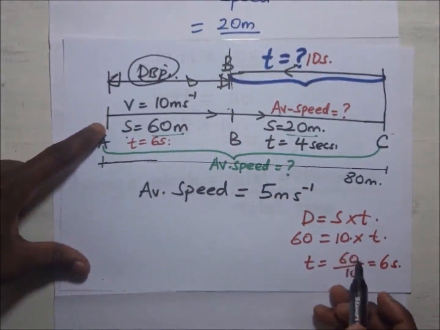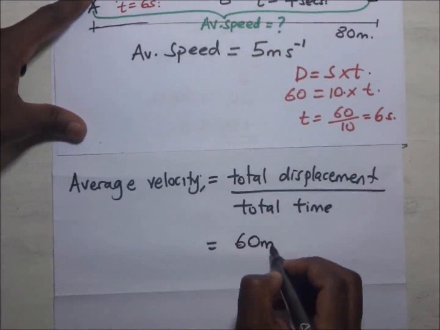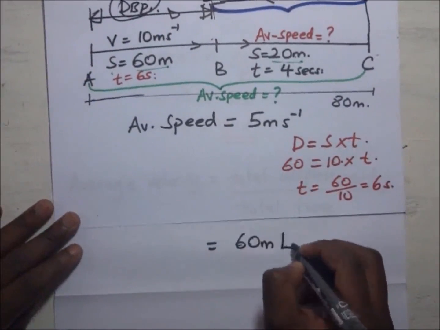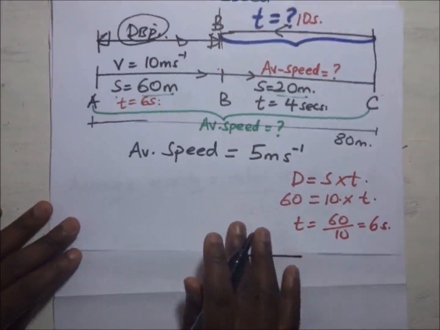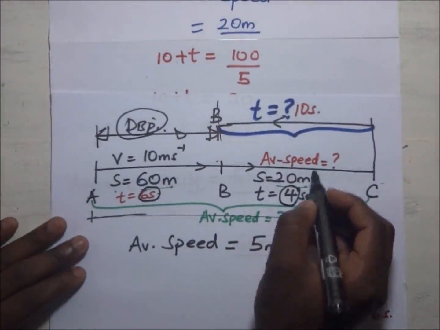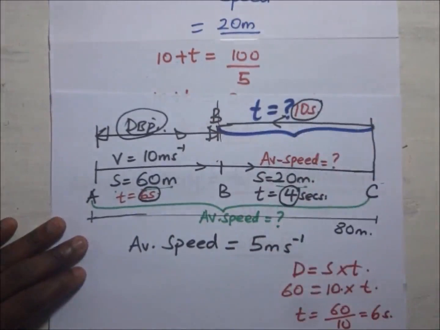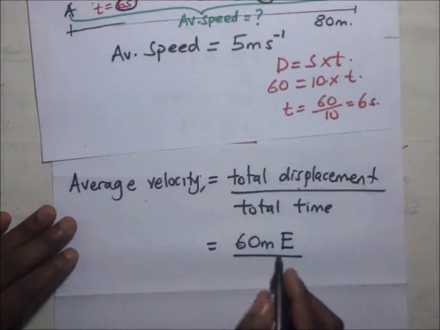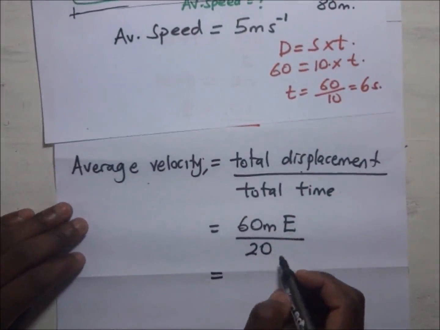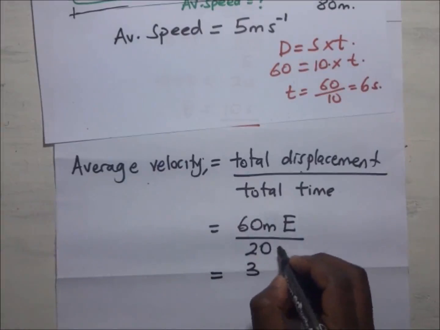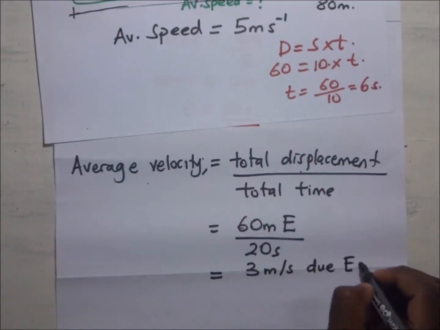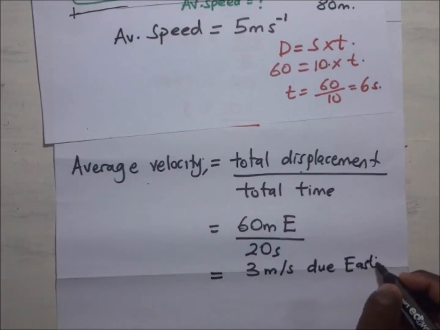So it means our displacement is 60 meters in the right direction, or let's call it the eastern direction. 60 meters due east, divided by the total time taken. The total time taken is 6 seconds plus 4 seconds plus 10 seconds. That's going to give us 20 seconds. So it's going to be 60 divided by 20. And definitely that is going to give us 3 meters per second due east. This brings us to the end of this video.